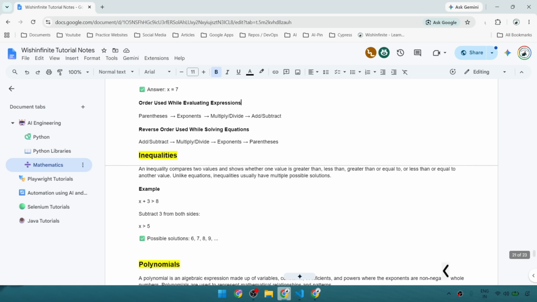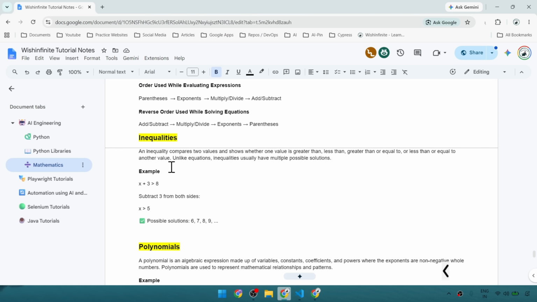Then we talked about inequalities. In simple words, an inequality compares values. So in place of the equal to sign, now we would have greater than, less than, greater than or equal to, or less than or equal to signs. Like here, this is one example: x plus 3 is greater than 8. And like this, we saw multiple examples. Whenever we want to solve these inequalities and find the value of x, we need to follow the same rule as equations, and then you should be able to get the value of x.